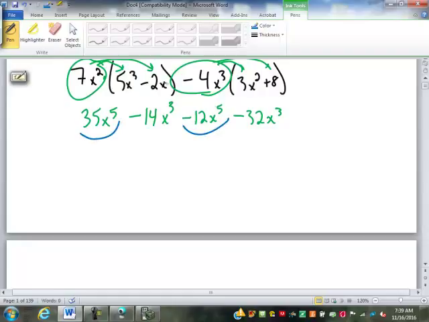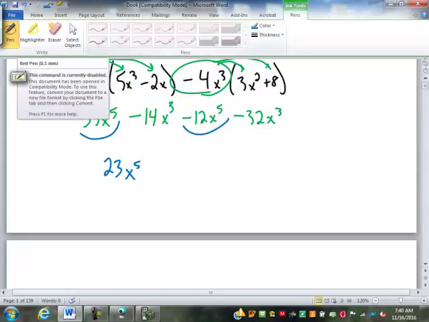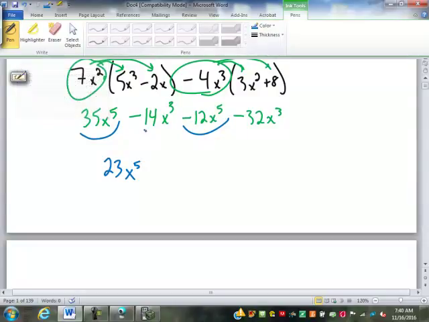We can combine the 35x to the fifth and the negative 12x to the fifth, or subtract 12x to the fifth, however you want to look at it. Is it 23x to the 10th? Say no. No. X to the fifth. When we add or subtract, we keep the same name. We were multiplying up here. That's why we combined the names. That's why we had to add the powers. When we add or subtract, we keep the same name.